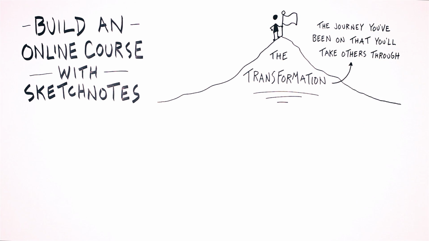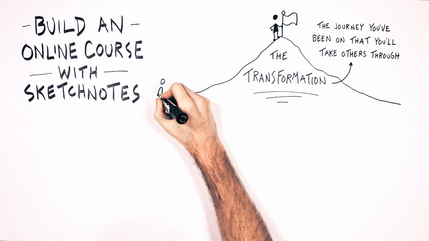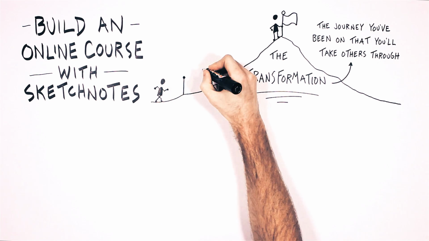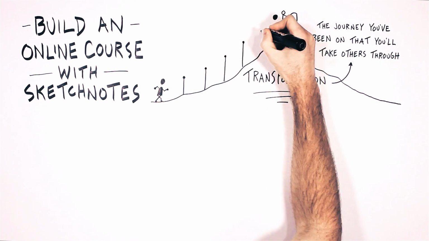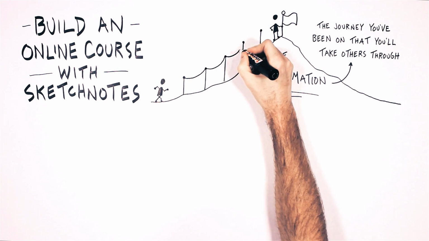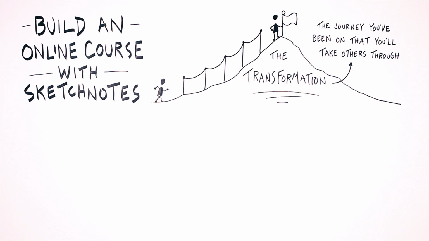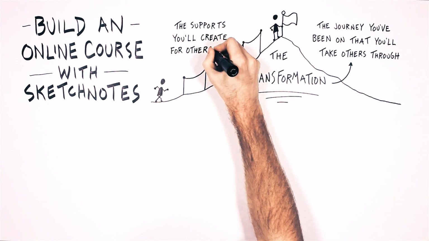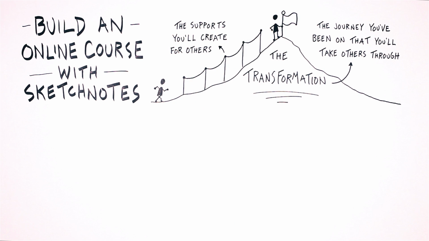My purpose with this resource then is to help you facilitate that transformation for others. And I like to think of it as putting these stakes in the ground, attaching some ropes in between each of those stakes, to help the next person up. Those are the supports that you'll create for others to help them up this same mountain. That's what your online course is. And with those instructional supports in place, that will make it a bit easier for the next person to make it up that mountain so that they can enjoy the same view.